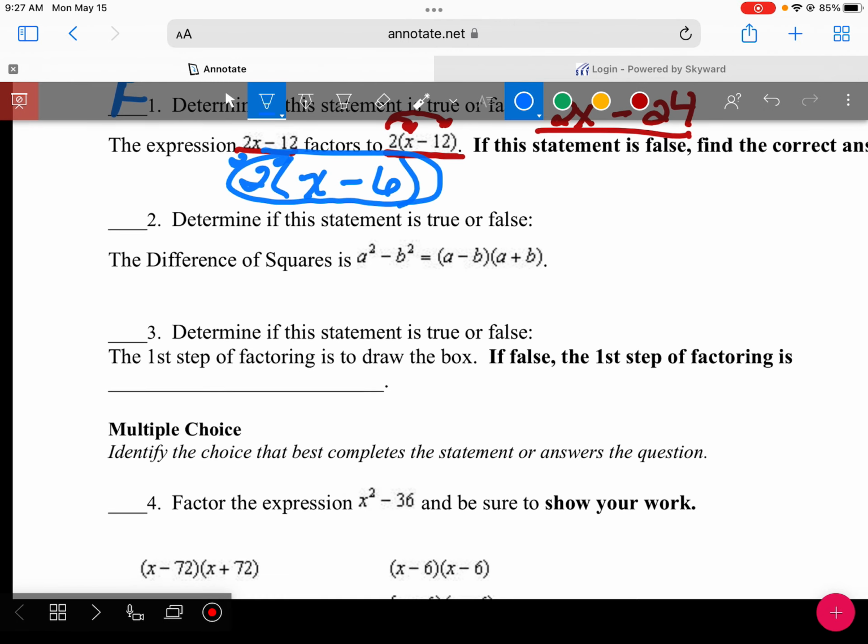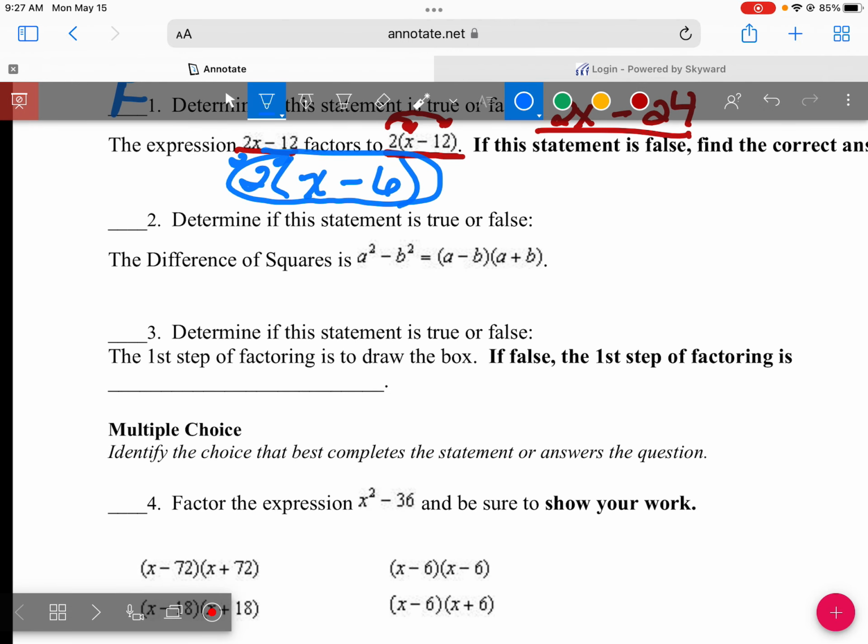Number 2, determine if this statement is true or false. The difference of squares is a squared minus b squared equals the quantity a minus b times the quantity a plus b. What do you think? True or false? That is true. Yes, this is the difference of 2 squares. Difference means we are subtracting. And a squared is definitely a square, and so is b squared.